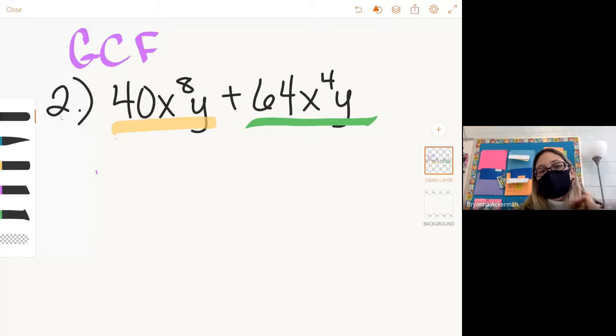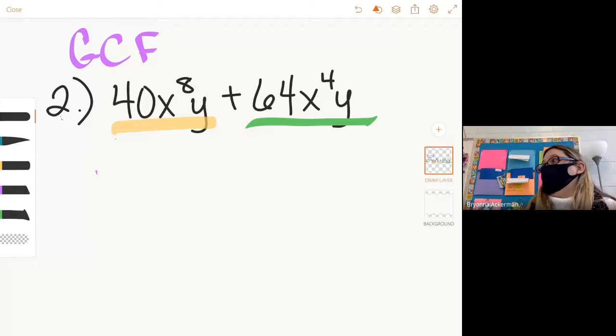So this one's a little trickier because we've got more than one variable even. The first thing you want to look at is the numbers, the 40 and the 64. You want to say, okay, what number can go into both of those? And what's the highest number that can go into both of those? So what do you guys think?